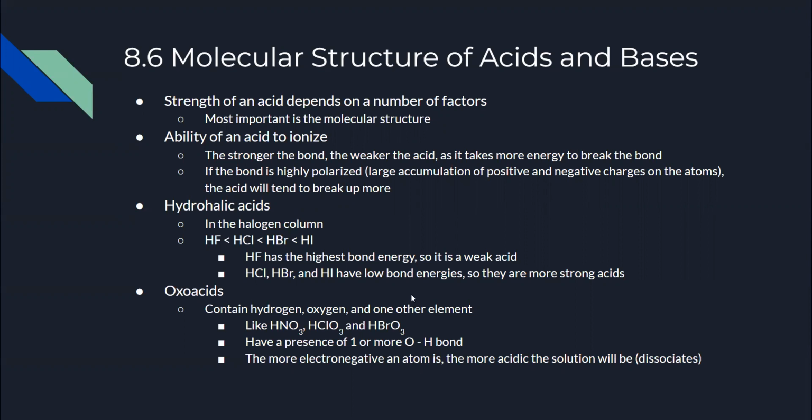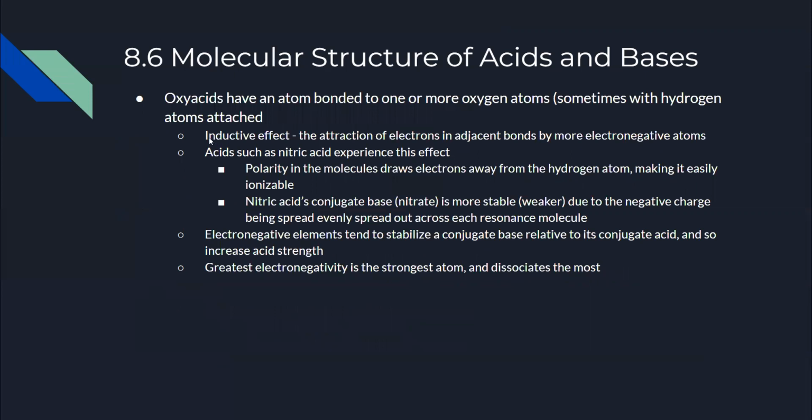Oxoacids, or oxyacids, contain hydrogen, oxygen, and one other element as a central element. For example, HNO3, HClO3, and HBrO3. They have one or more OH bonds, and the more electronegative the central atom is, the more acidic the solution will be, or the more it dissociates. So oxyacids have an atom bonded to one or more oxygen atoms, sometimes with hydrogen atoms attached.